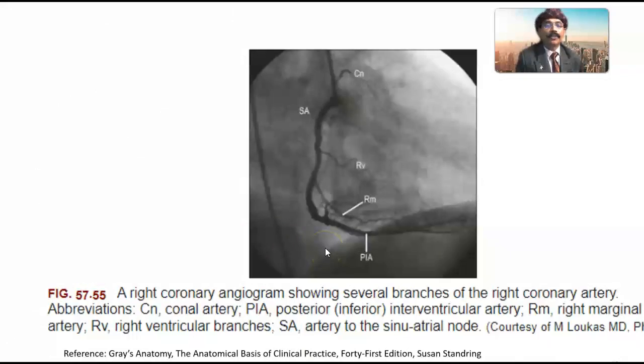Okay, this is an angiogram. We have to find out the angiogram. The right marginal artery is a branch of the right coronary artery. This is the posterior interventricular artery, a branch of the right coronary artery. The artery going to the ascending aorta is a branch of the right coronary artery. The artery going to the conus arteriosus, that conical upper part of the right ventricle, is a branch of the right coronary artery here.